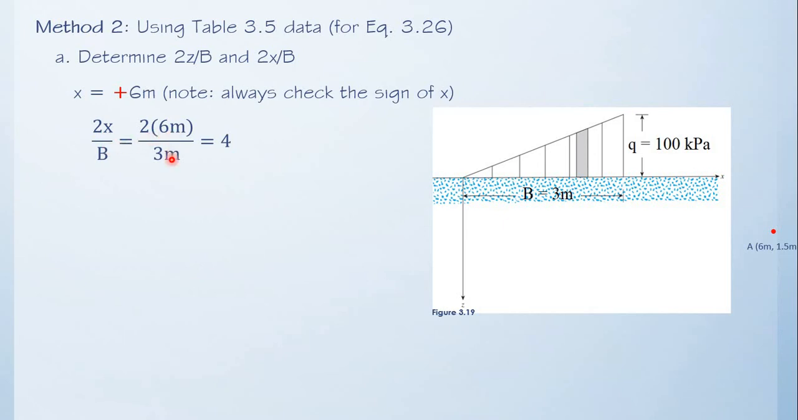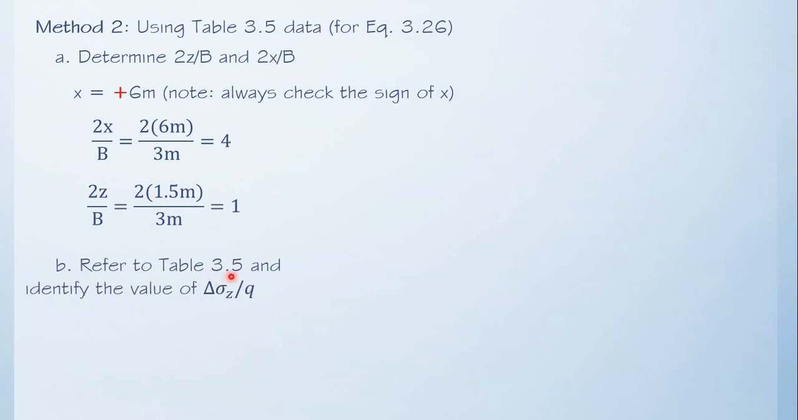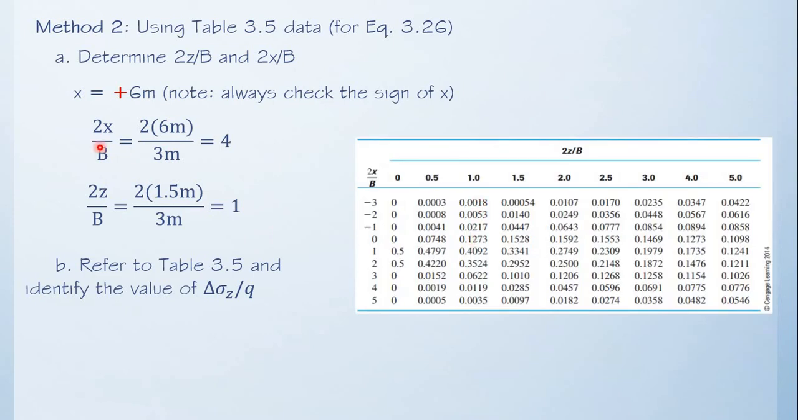We now substitute 2x divided by b. So 2 times 6 divided by the width, which is 3 meters. This is 4. And then the value of 2z divided by b, that is 2 times 1.5 divided by 3 meters, that is 1. After knowing the respective values, we may now refer to table 3.5 for us to identify the value of c. From the table, our value of 2x divided by b is 4. That is somewhere here. And then our value for 2z divided by b is 1.